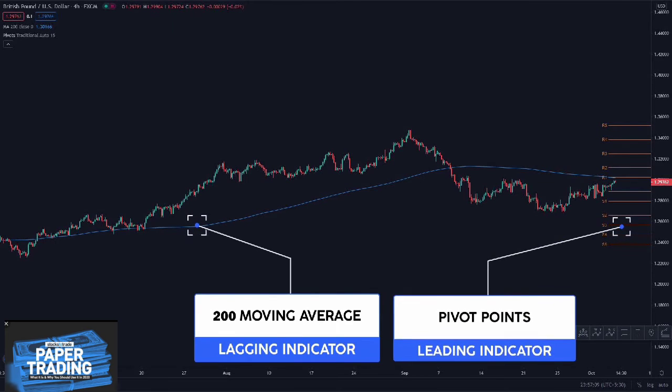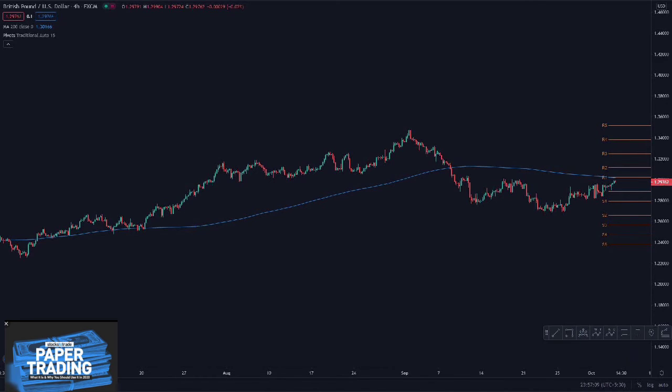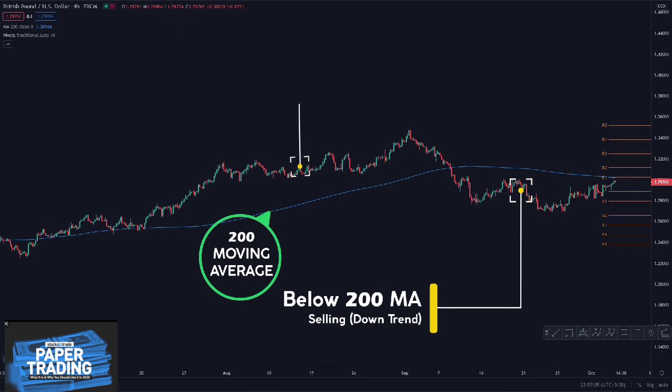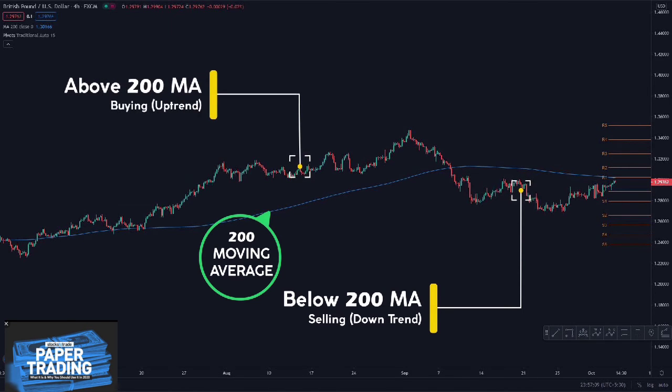First, you want to use the lagging indicator to determine the context of the trade. So if price is currently trading below the 200 moving average, then it is a downtrend and you want to be selling. If price is trading above the 200 moving average, then it is an uptrend and you want to be buying.